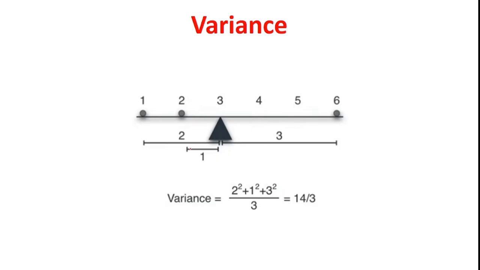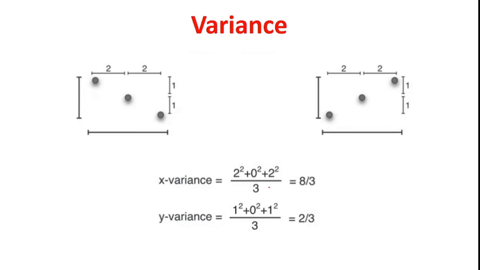So it is 1 square plus 2 square plus 3 square divided by 3, which is equal to 14 by 3. This is how we need to calculate the variance. In variance, you can say x variance is also there and y variance is also there. How can we calculate the x variance of these particular three data?